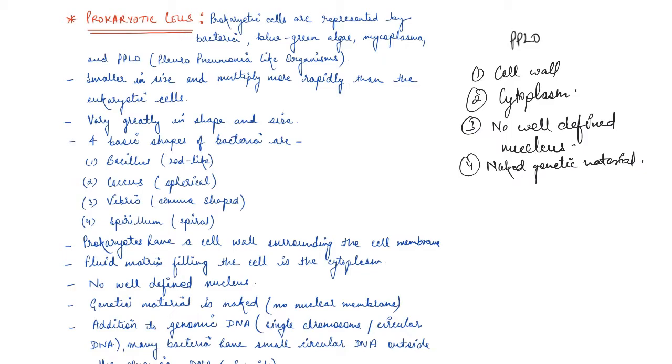Now, in addition to the genomic DNA, which is a single chromosome or circular DNA, many bacteria have small circular DNA outside the genomic DNA, and these smaller DNAs are known as plasmids. So these are non-genomic, right? These are small circular DNAs which are not genomic DNA. These plasmids basically confer certain unique phenotypic characters to such bacteria. One such character is resistance to antibiotics, right?